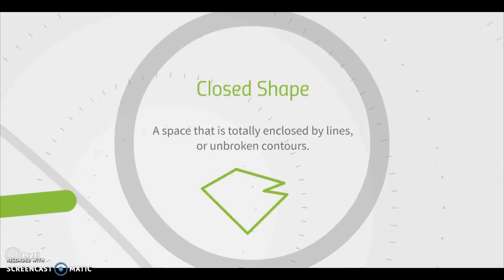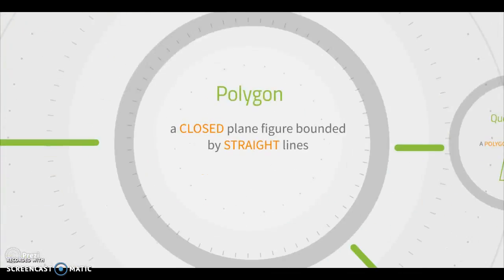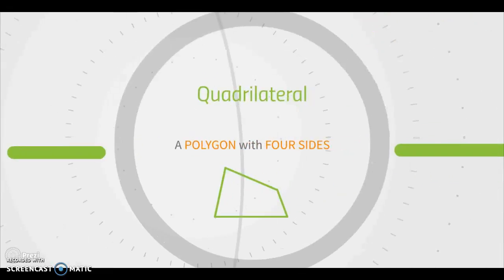A closed shape is a space that is totally enclosed by lines or unbroken contours. As we see in this figure below, if I tried to pour water into the center of it, there is no way that it could escape, no matter how it was turned. Polygons are all closed plane figures bounded by straight lines. A specific type of polygon is a quadrilateral. Quadrilaterals are any polygons with four sides.